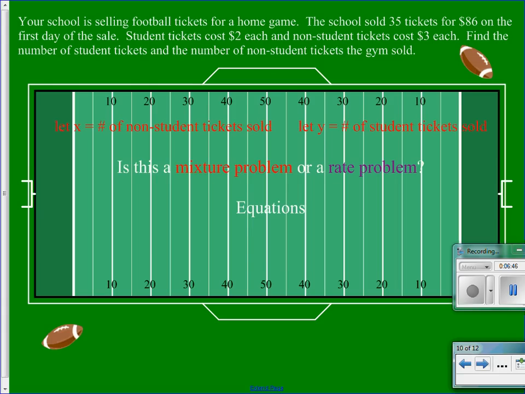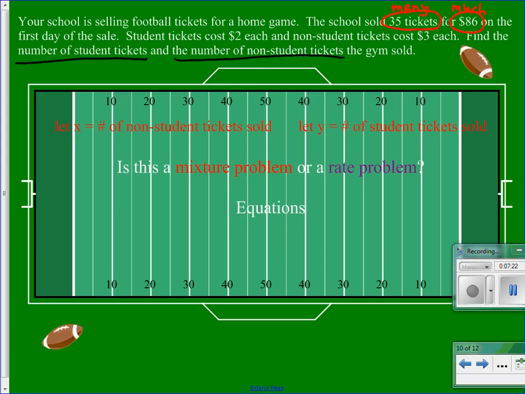Here's the other type of problem. Your school is selling football tickets for a home game. The school sold 35 tickets for $86. That's not a starting point. It's not a slope. It's two different totals. They told you how many tickets they sold, and they told you how much money they earned. Now, this was the first day of the sale, so student tickets cost $2 each, and non-student tickets cost $3 each. We're going to find the number of student tickets and the number of non-student tickets.